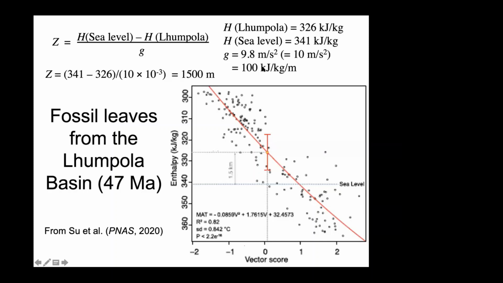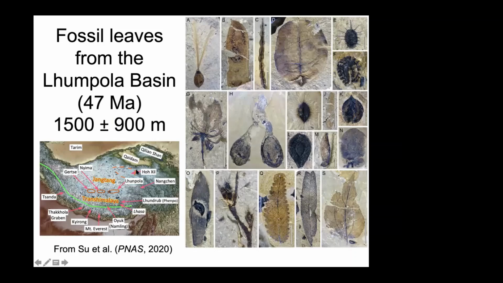And I changed the units on you. You'll never have seen gravity expressed in those units. But if you do, then you simply take the difference in moist enthalpy, divide by that number, and you get a height, 1,500 meters. Same height that I gave you before for the temperature. So what this says is, from these leaves in the Lumpala Basin at 47 million years ago, the height was 1,500 plus or minus 900 meters, much lower than the present day 4,500 meters.